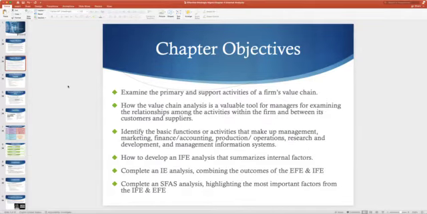Looking also at the primary and support activities of the firm's value chain, because this is a functional activity that is done internally. So we want to analyze that value chain that the firm is using to see whether or not there's any advantages or disadvantages that the firm has in that value chain. We'll also just kind of briefly go over some of the other functional areas of the firm: management, culture, marketing, finance, accounting, production, operations, R&D, and MIS.